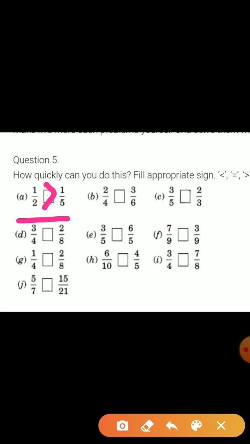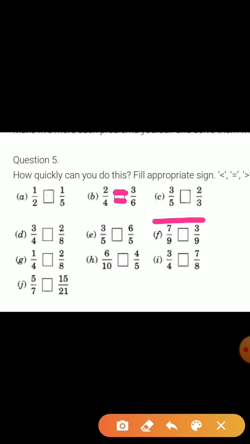Rest all these fractions are unlike fractions having different numerators. So when numerator and denominator both are different, we cross multiply. You can see the second one. If we multiply 2 and 6, we get 12. And if we multiply 3 and 4, we again get 12. Means both the fractions have the same value. It means they are equal. So we can put equal to.